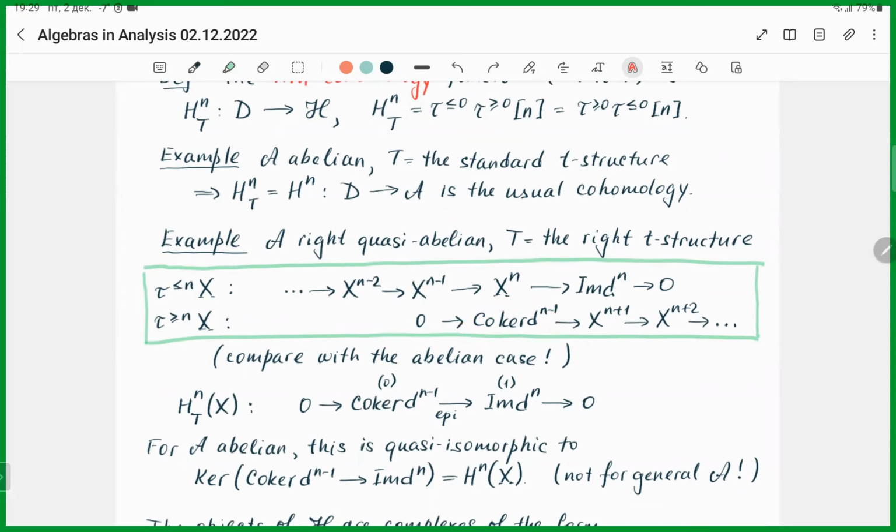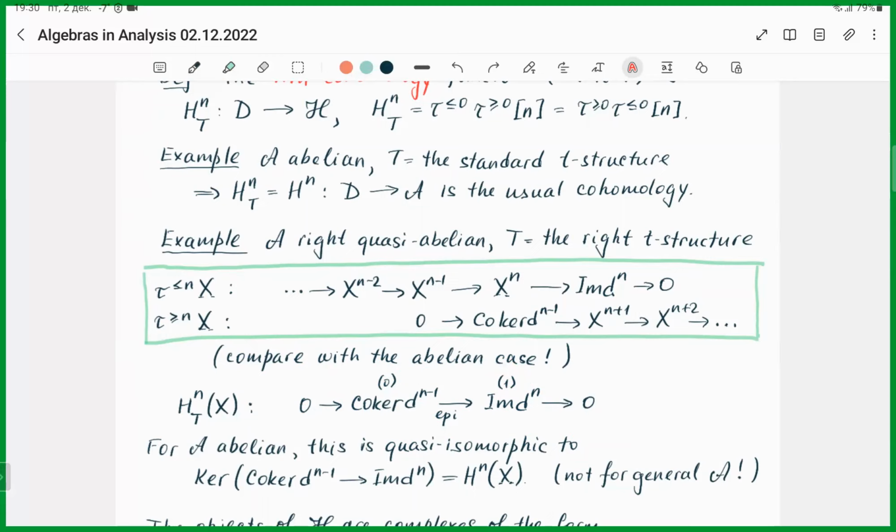But the left truncation is slightly different. Let's observe that the left truncation is concentrated in degrees less than or equal to n plus 1. So we have X^n at degree n, and the image of d^n at degree n plus 1. So this is different from the abelian case, because in the abelian case, the left truncation is concentrated in degrees less than or equal to n. What can you say about the respective cohomology functor? Well, if X is a co-chain complex, then the cohomology functor takes X to the following short complex consisting of two terms. Specifically, we have the co-kernel of d^{n-1} at degree 0 and the image of d^n at degree 1.